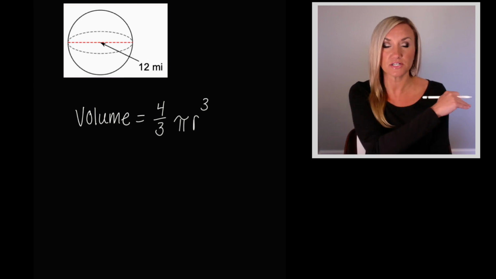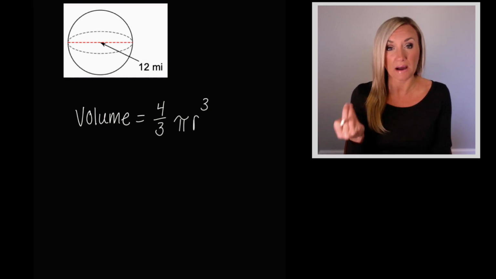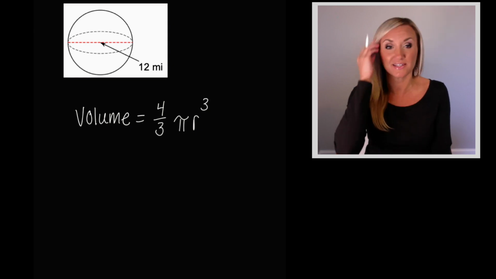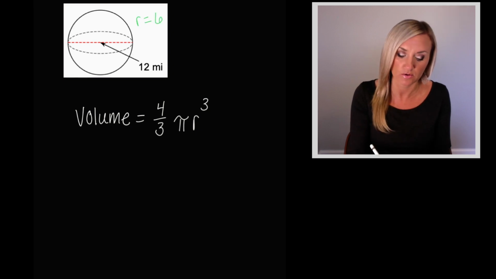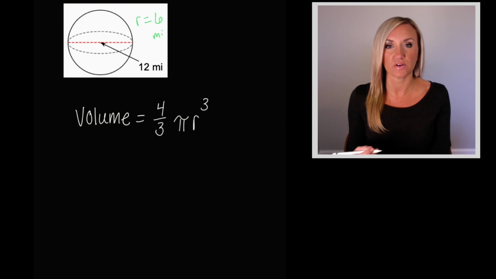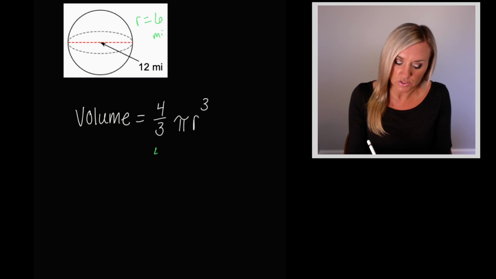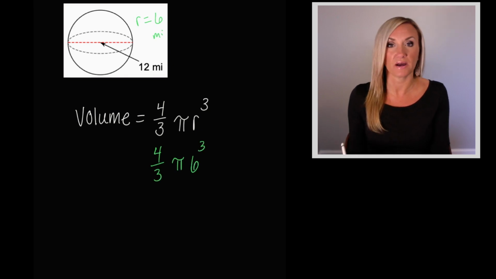So if you take a look at our first example, you'll notice that we've been given the diameter. The diameter is the distance all the way across the center of the sphere, and it is 12 miles. So we need to find the radius, and hopefully you're pretty good at this by now because you know that the radius is half of the diameter, so that would be 6 miles. If you look at the formula, that's the only variable that we need to find and plug in.